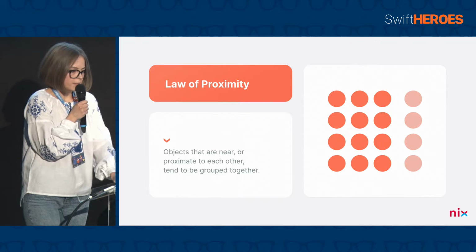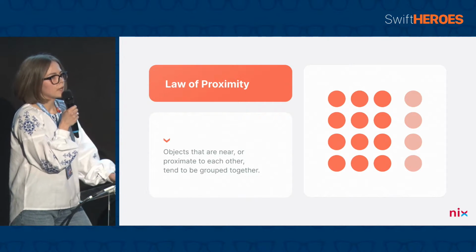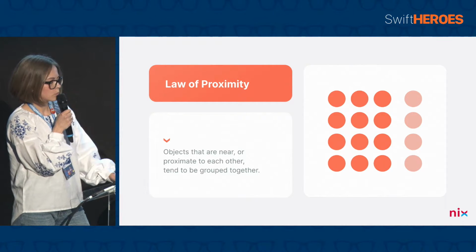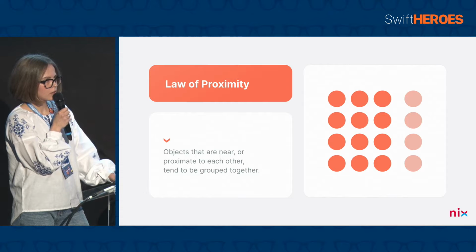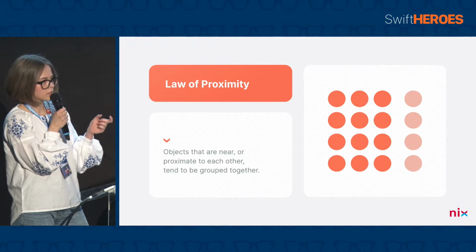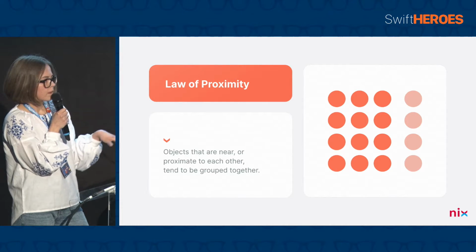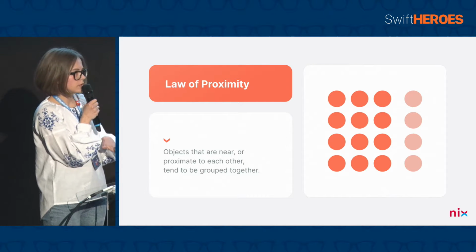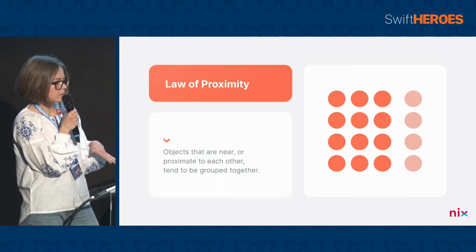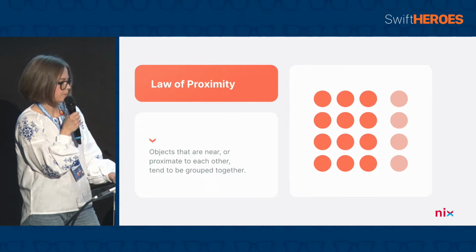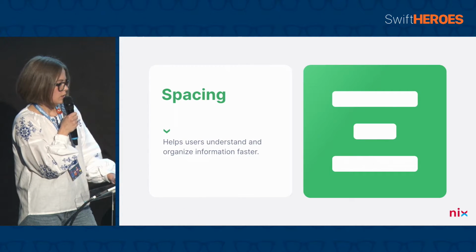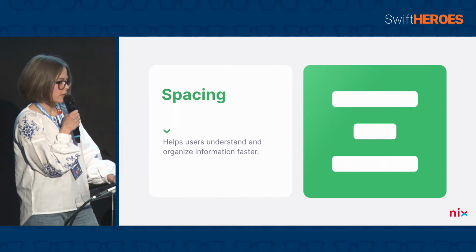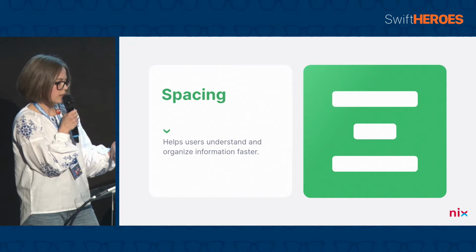It's explained by the law of proximity. Actually, our brain works in such a way that the closer elements are to each other, the more the user tends to perceive them as connected ones. So this spacing stuff helps the user to organize and to react quickly.